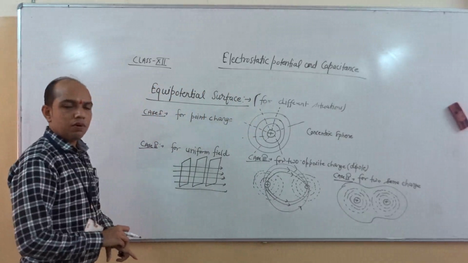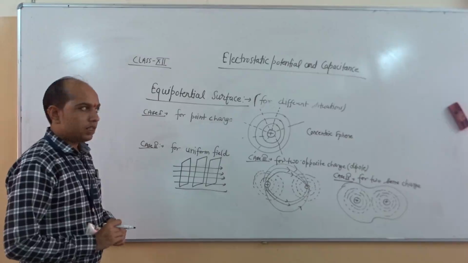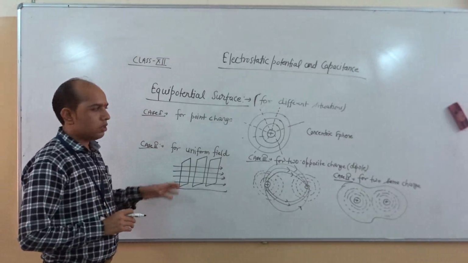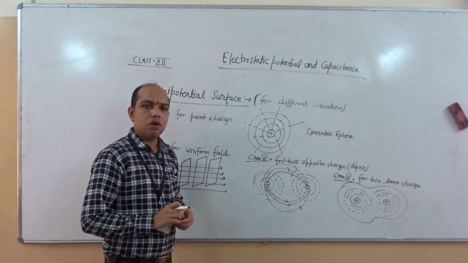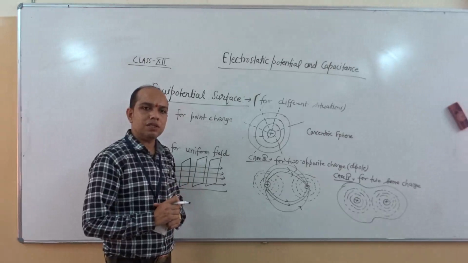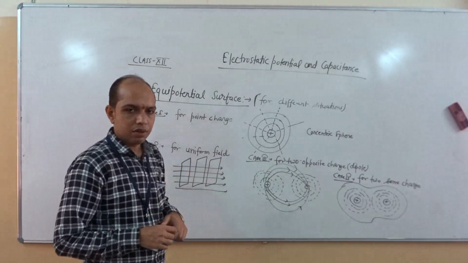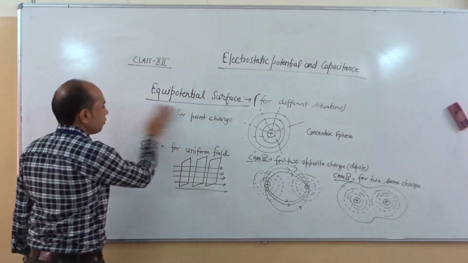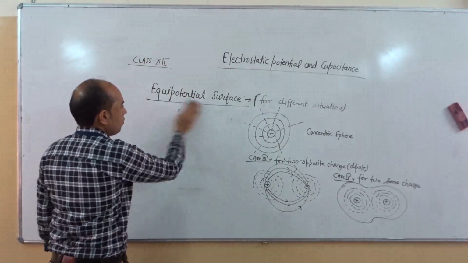So overall we conclude that equipotential surface means the surface where potential is the same everywhere on the surface, and whenever a particle moves on the equipotential surface, potential remains the same, that means there is no work done. Okay, later on we will discuss this. Next we come to the next topic, relation between electric field and potential.